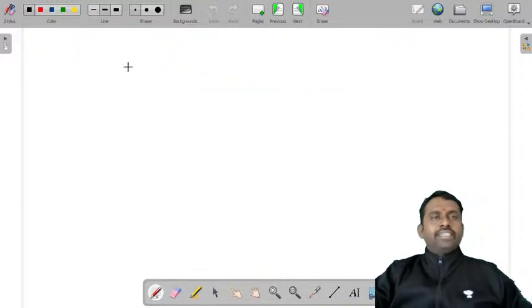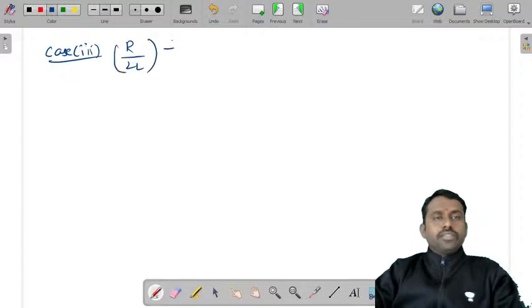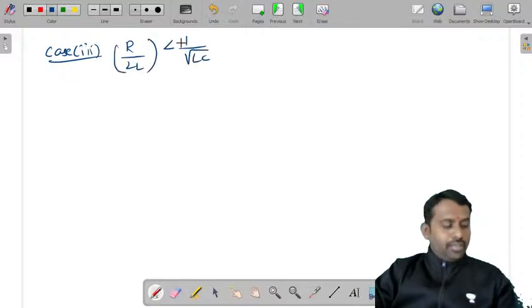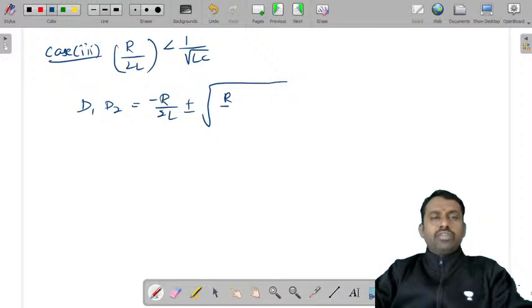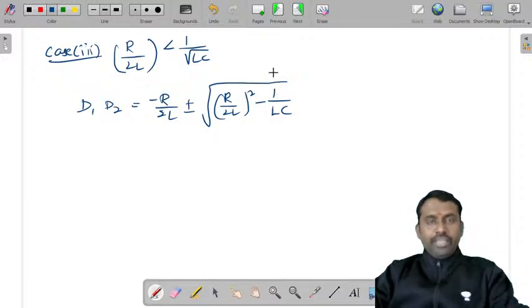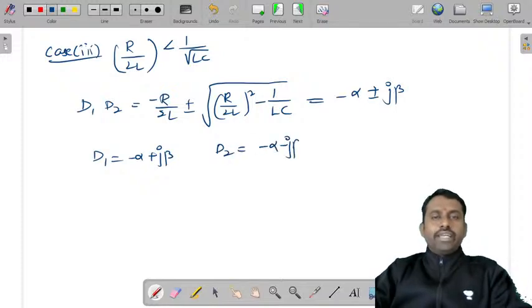Now let us consider case 3, when you have R by 2L less than 1 by root LC. So what will happen? d1, d2 is equal to minus R by 2L plus or minus under root of (R by 2L) whole square minus 1 by LC. If this R by 2L is less than this value, this under root value will be a negative value. So you'll get minus alpha plus or minus j beta. So d1 is equal to minus alpha plus j beta, d2 is equal to minus alpha minus j beta.